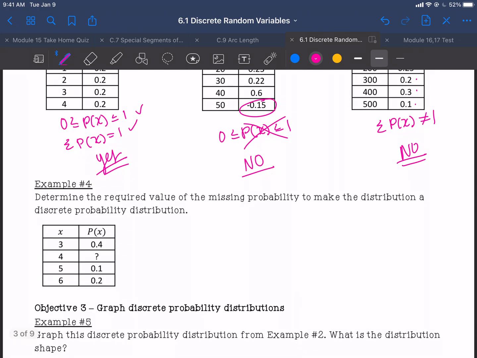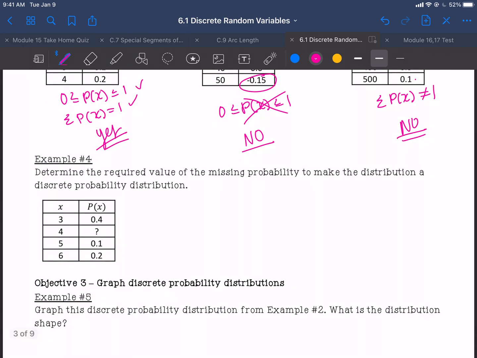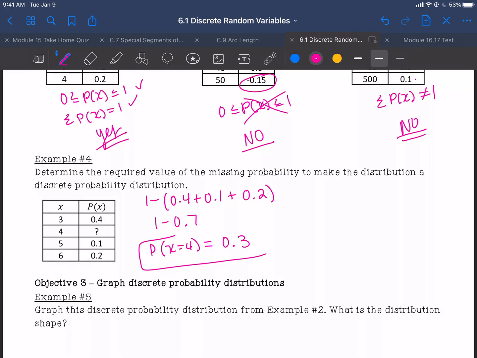All right, so example 4 here, determine the required value of the missing probability to make the distribution a discrete probability distribution. Well, they all have to be between 0 and 1, which so far they are, and they all need to add up to 1, so if there's one missing piece, we're just going to take 1 minus the sum of the rest of them. So that's 1 minus 0.7. So the probability that x is 4 has to be 0.3 in order to make that a probability distribution.